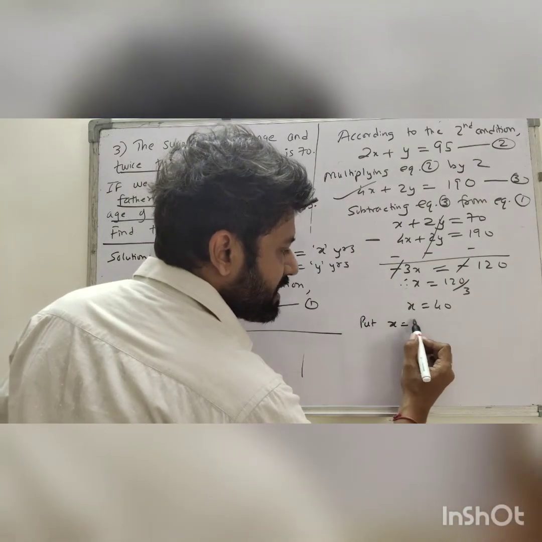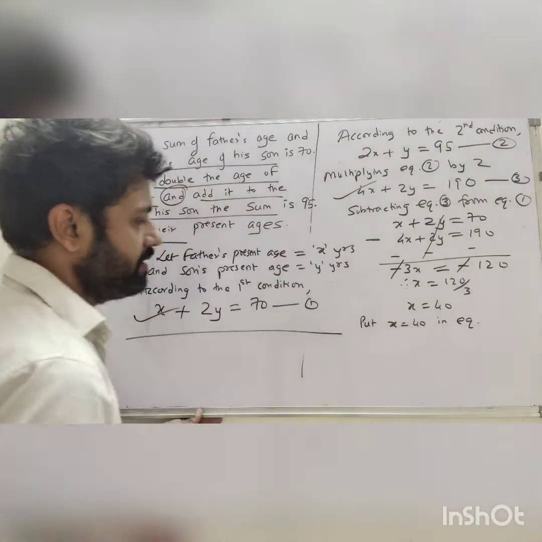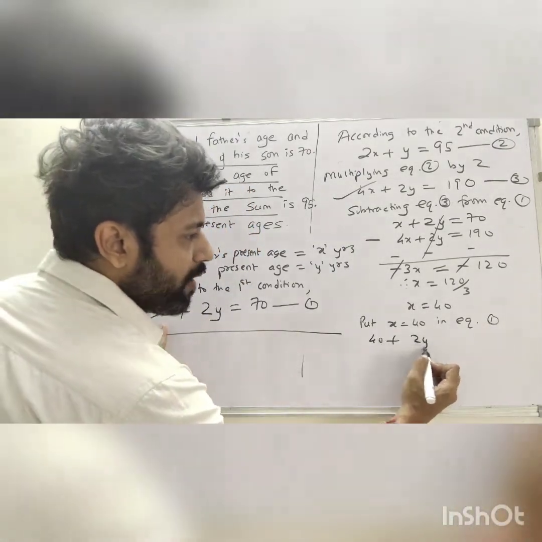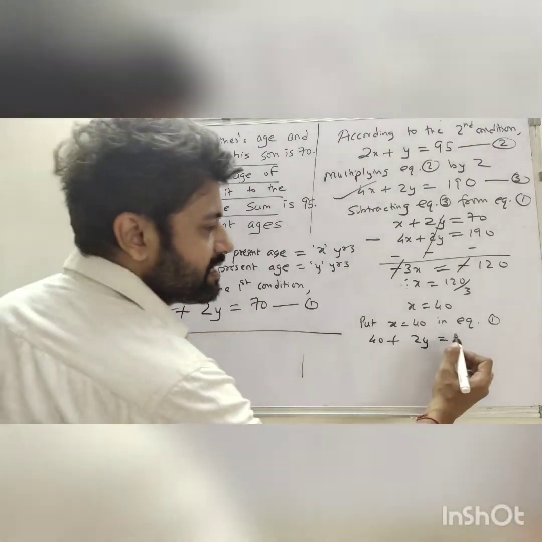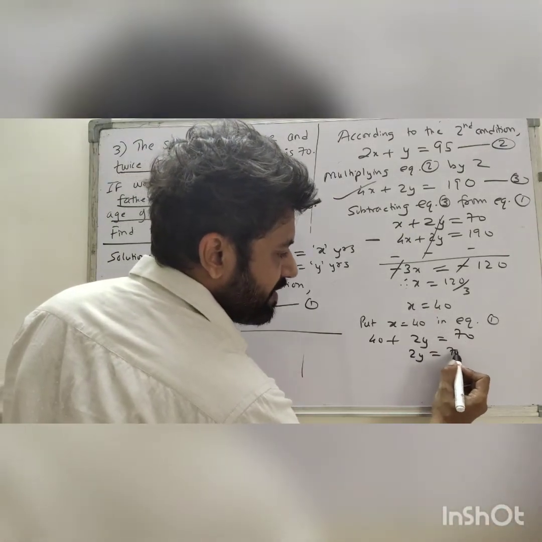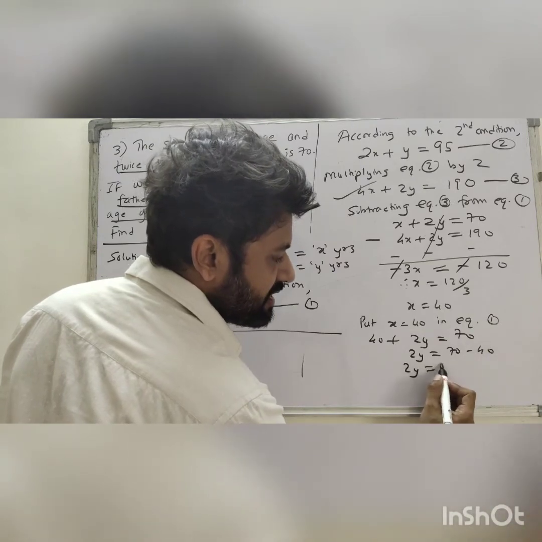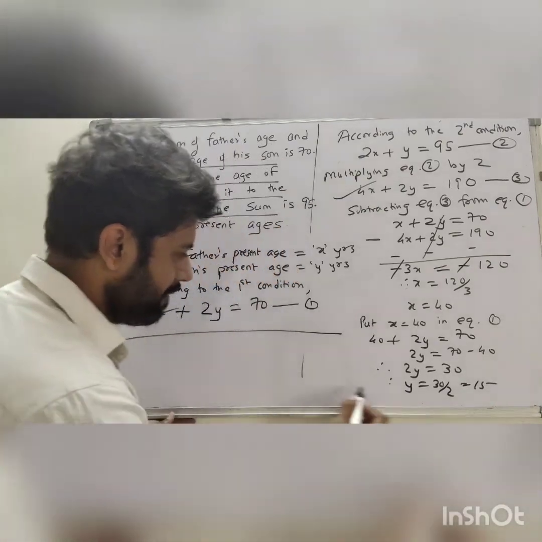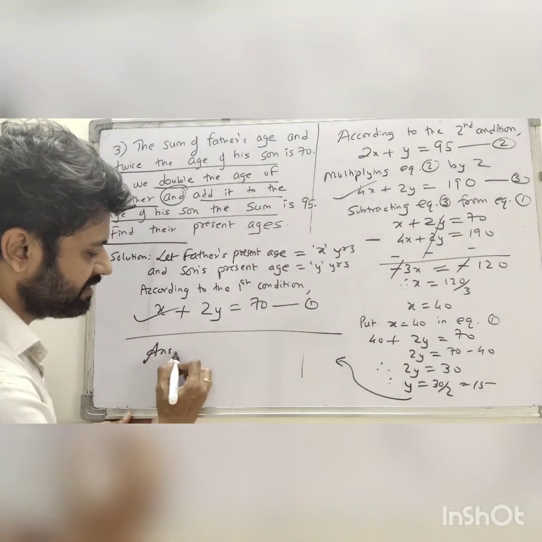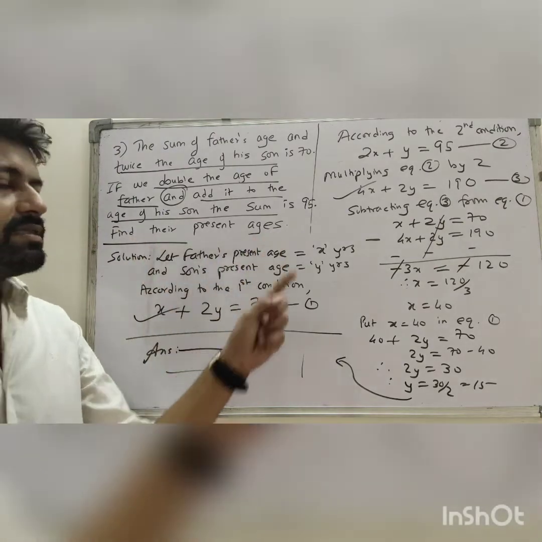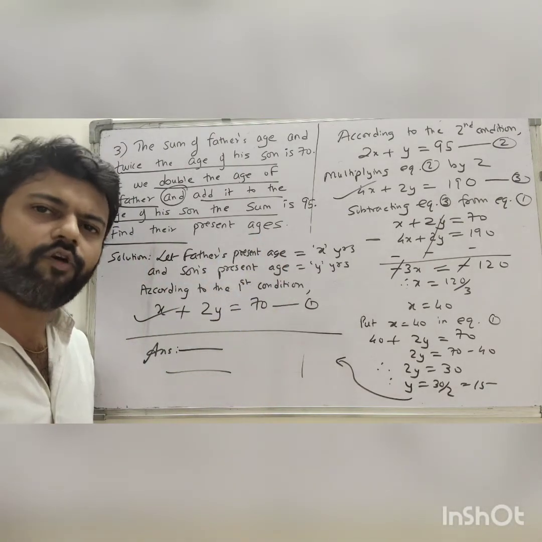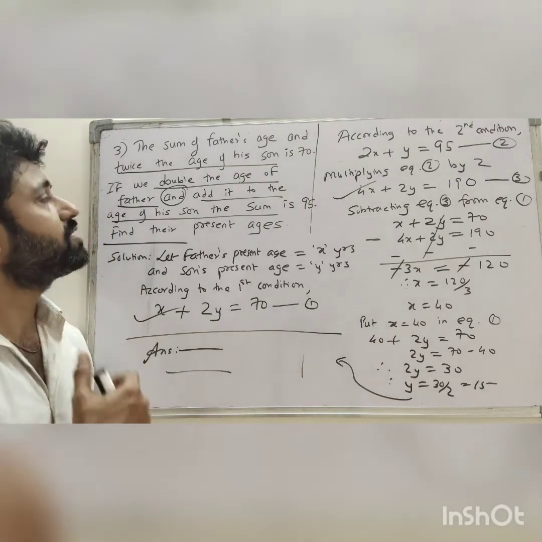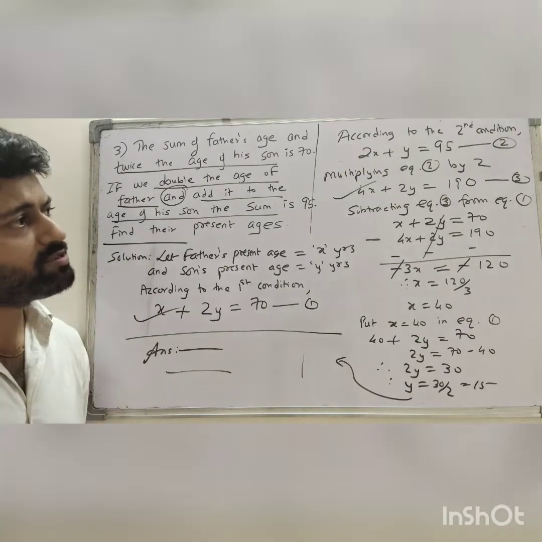Put x is equals to 40 in equation number, say 1. You get x plus 2y is equals to 70. That is 2y is equals to 70 minus 40, that is 30. So y will be equal to 30 upon 2, which is equal to 15. Remember to then write the answer. The present ages of father and son are 40 years and 15 years respectively. This is the solution to your third sum. Please go through this carefully.